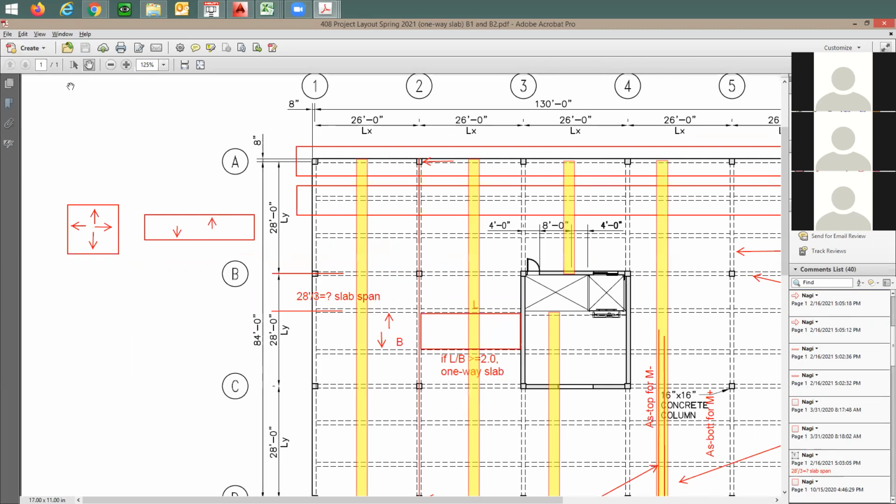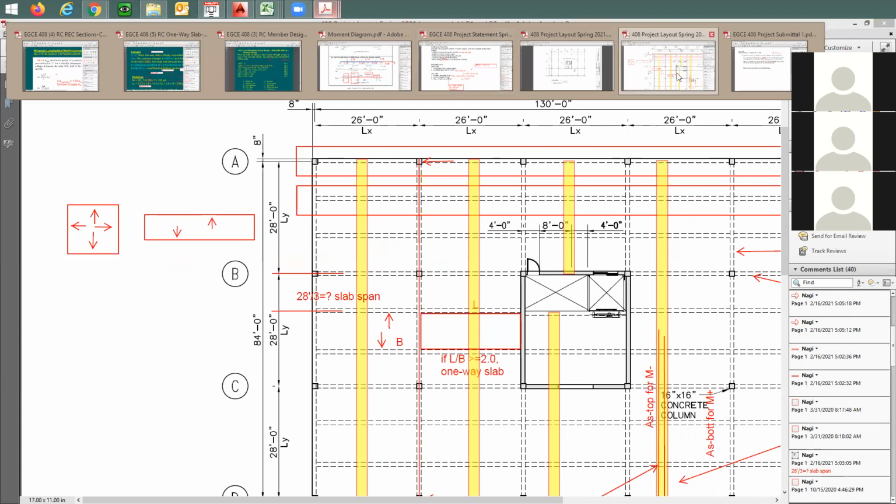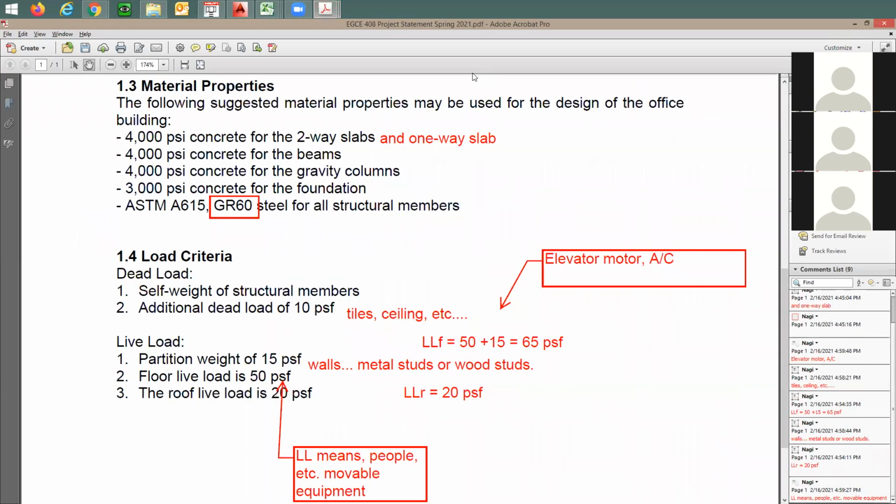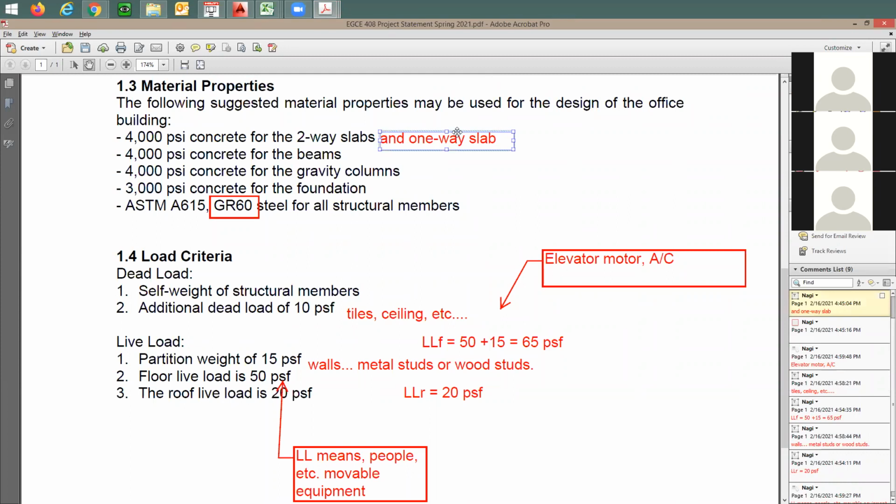Any questions? Or you guys are good? Project should be simple. Yes, go ahead. On the project statement in section 1.3 for material properties, it says 4,000 PSI for two-way slabs. We just use it as a one-way slab, right? It's not a problem. Yeah, one-way slab. Okay, never mind. Yeah, and one-way slab. Okay.